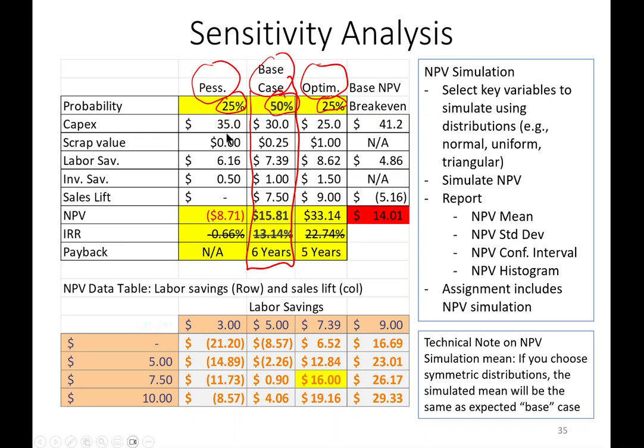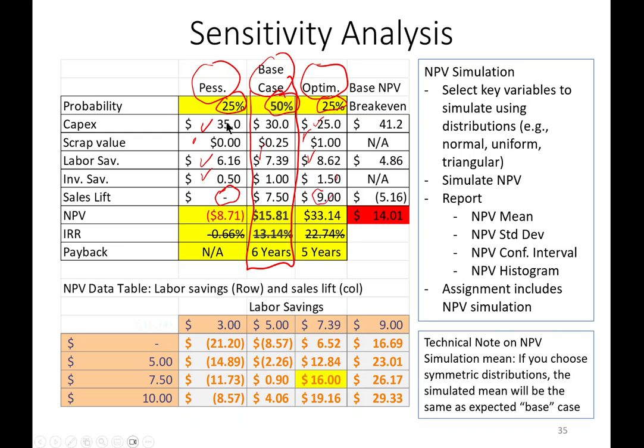In that case, the CapEx is not 30 million, it's 35 million. On an optimistic scenario, it's as low as 25. The scrap value could be between 0 and 1 million. The labor savings, I put between 6 million and 8.6 million, again with that base case of 7.39. The inventory savings I have here between 1 and 1.5. And that sales lift. What if there's no sales lift? Or what if there's a 9 million sales lift?